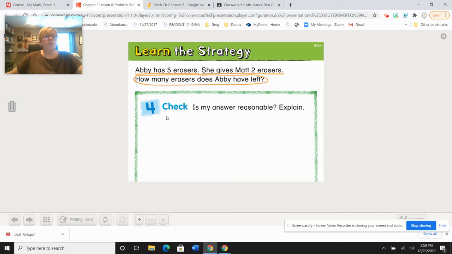So now number 4 is they want us to check. Does that answer seem reasonable? Well, yes, I think so, right? Because she gave some away, so she does have a smaller amount. And having 5 minus 2 equals 3, right? Okay.